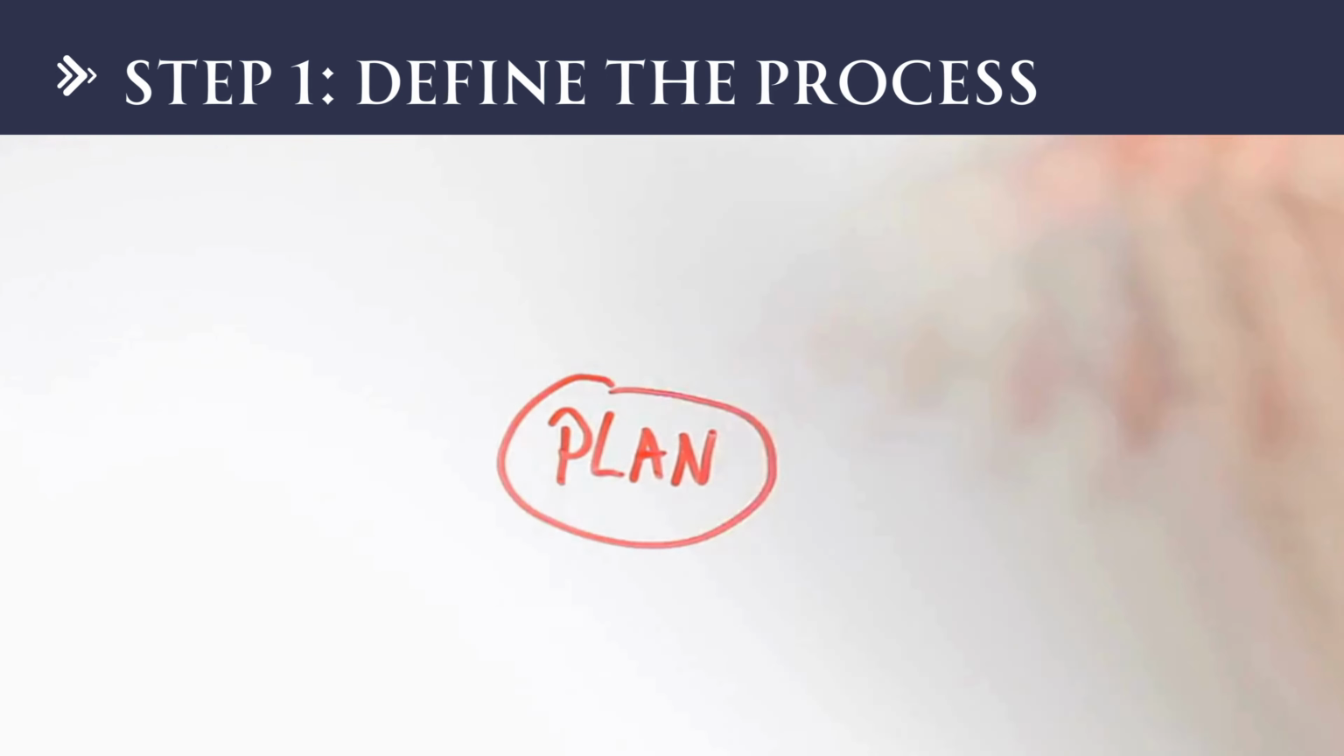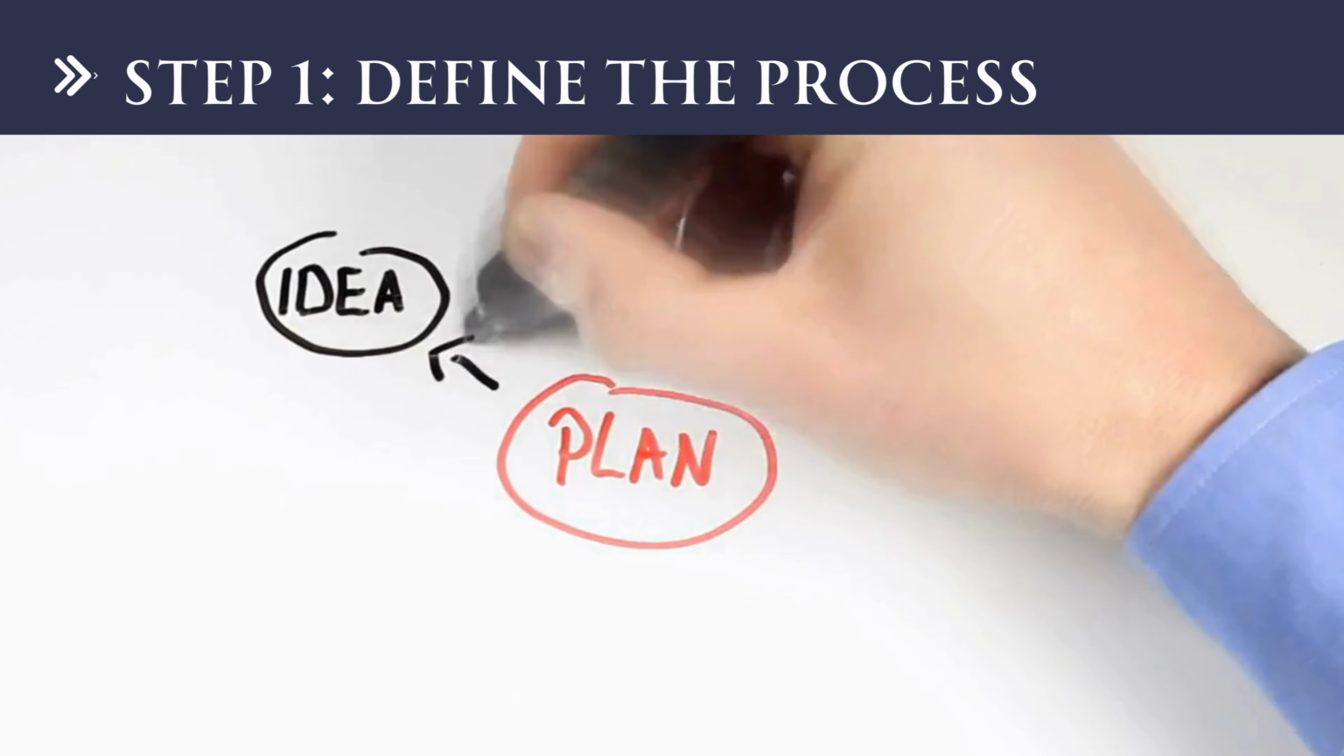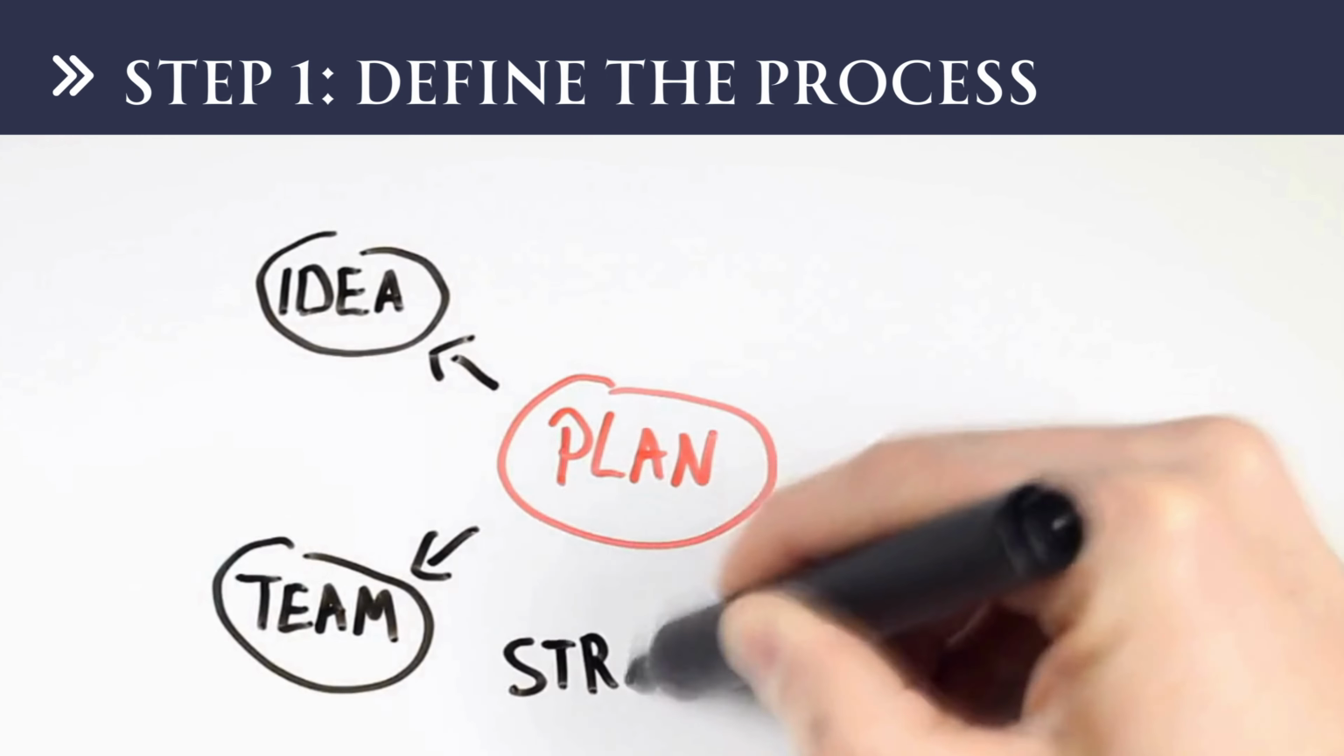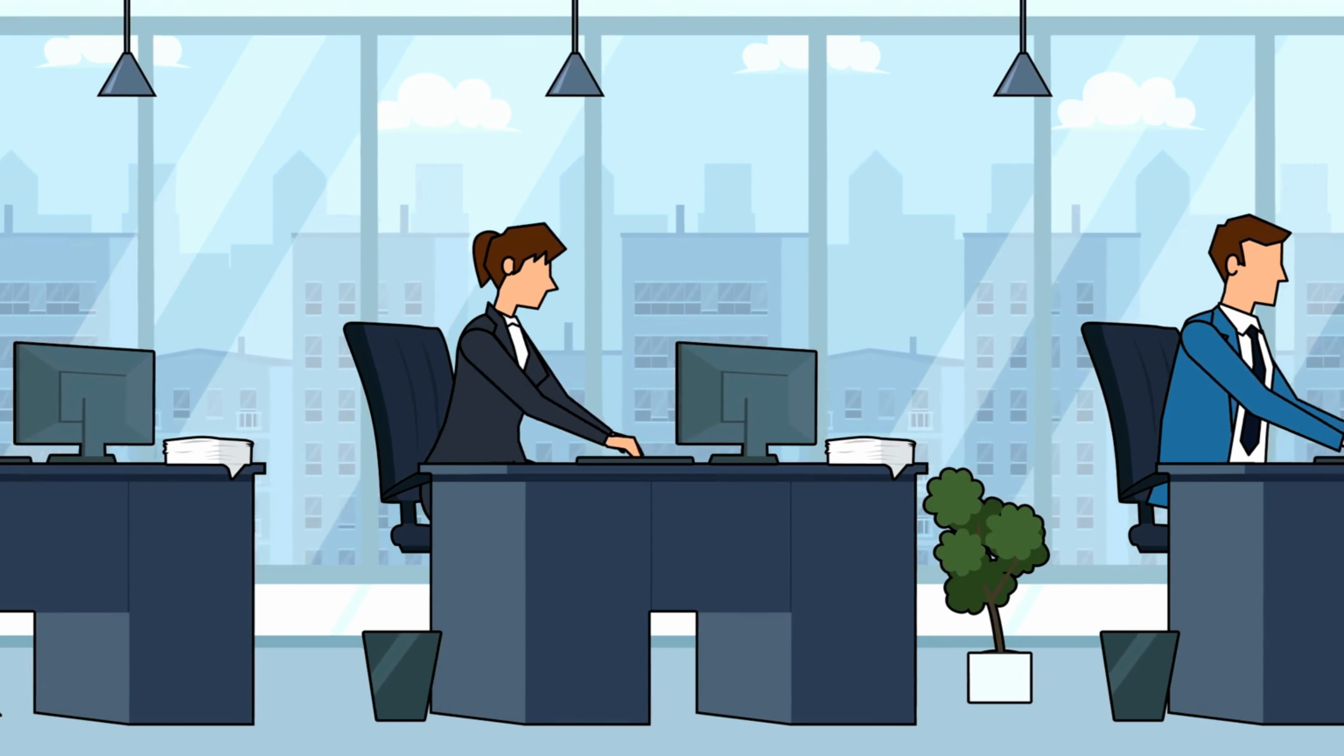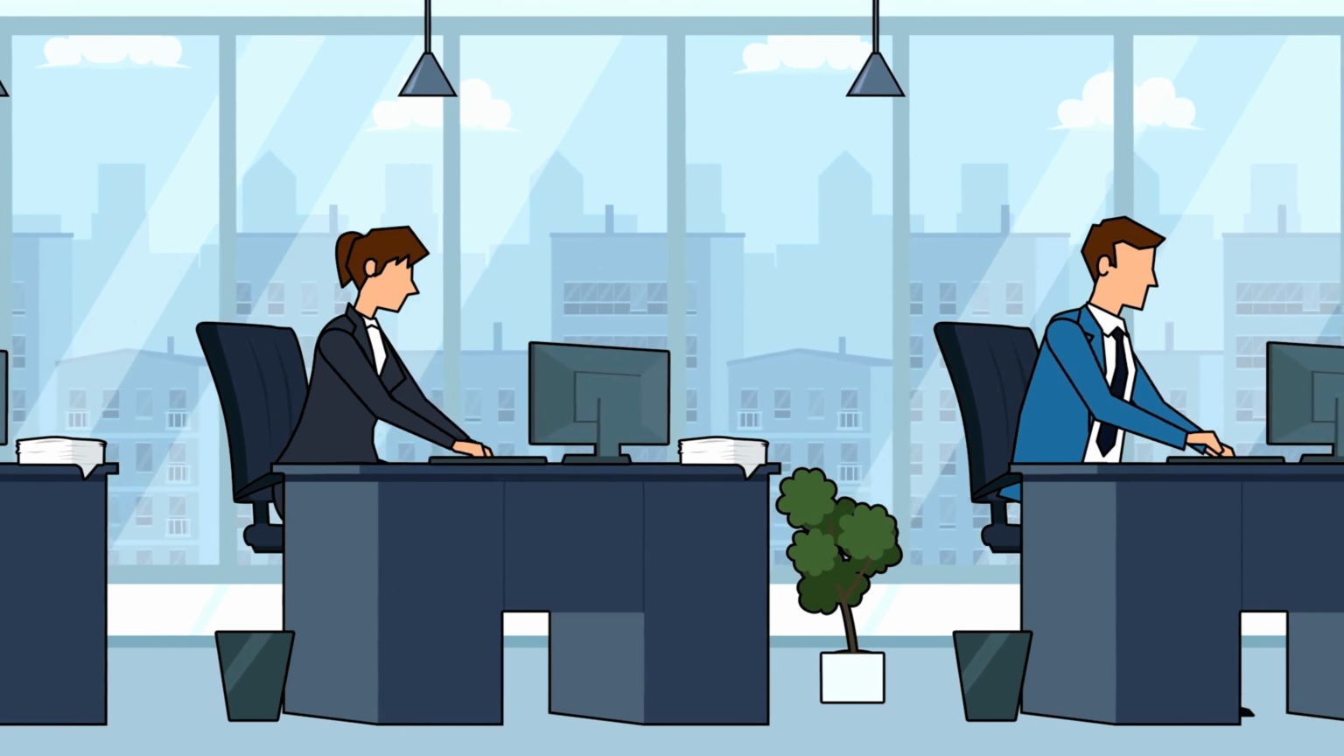Step 1. Define the process. First, clearly define the process or system you want to illustrate. This could be anything from a workflow to decision-making sequence.